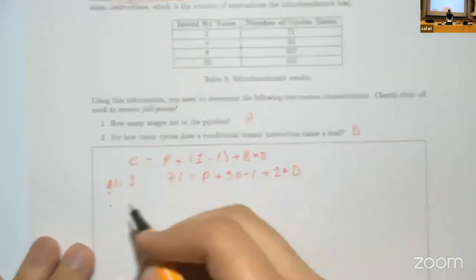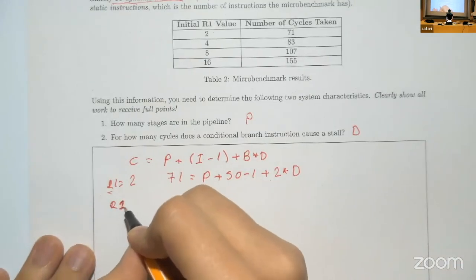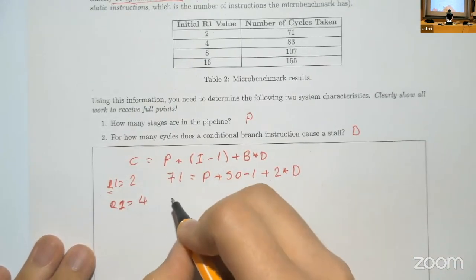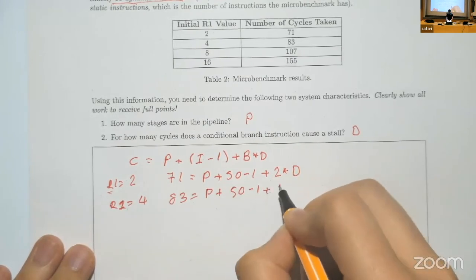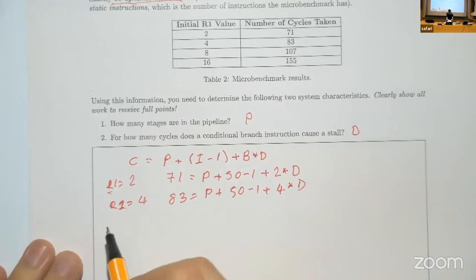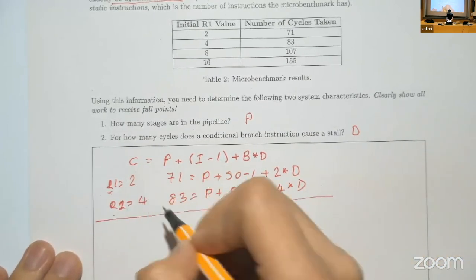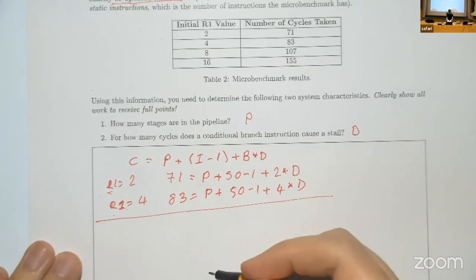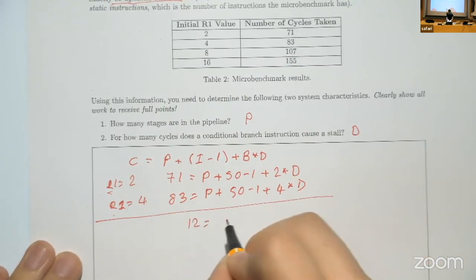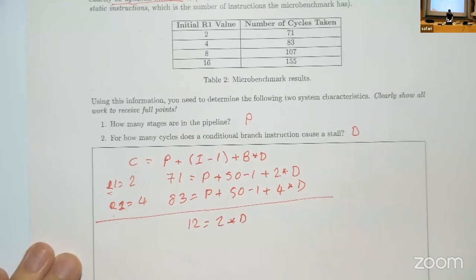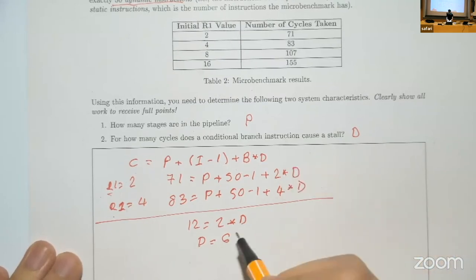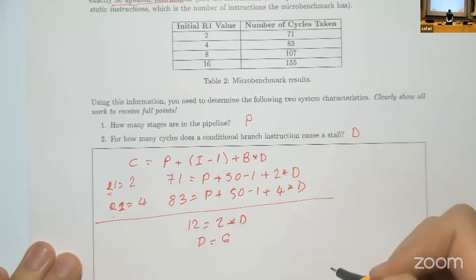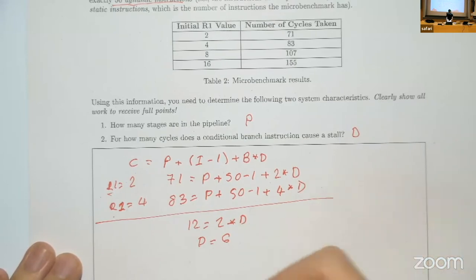And let's write it for R1 equals 4 as well. So similarly, we can write this. And we can solve the system and see 2D is 12. And from that, we get that D is 6. And when we put this in place in any of these formulas that we know, P is 10.